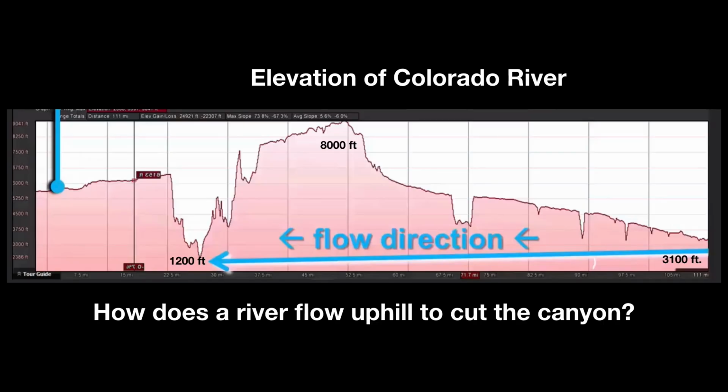And so the question is, how does a river flow uphill to cut the canyon? It didn't. The river didn't cut the canyon. The canyon made the river.